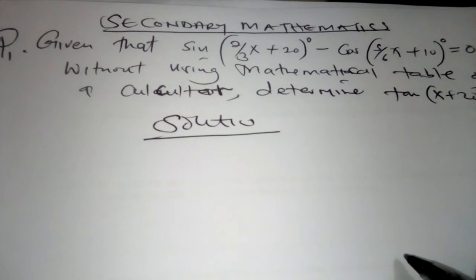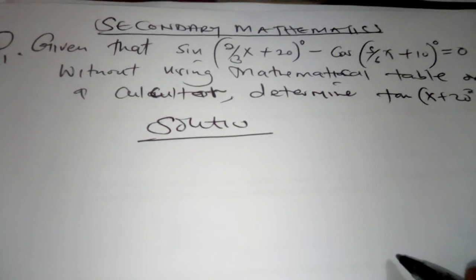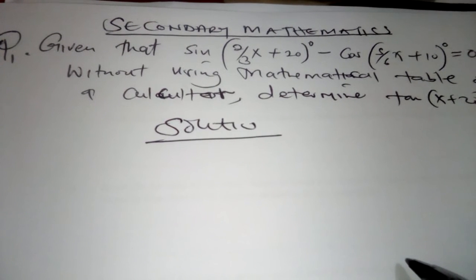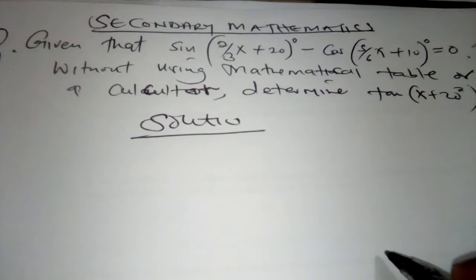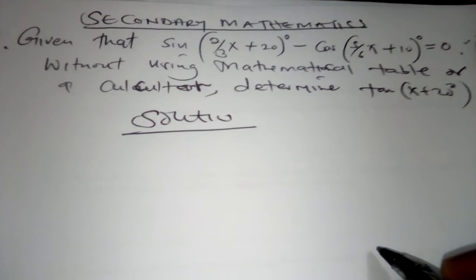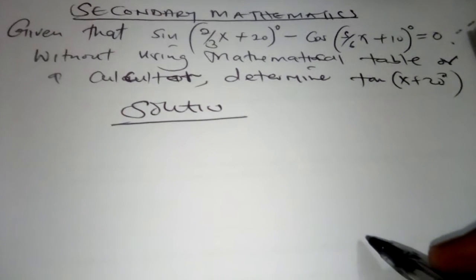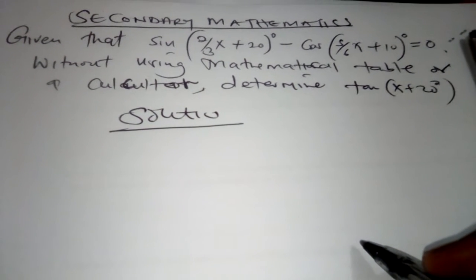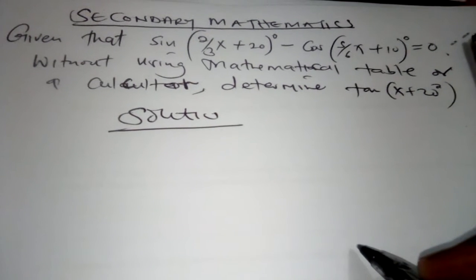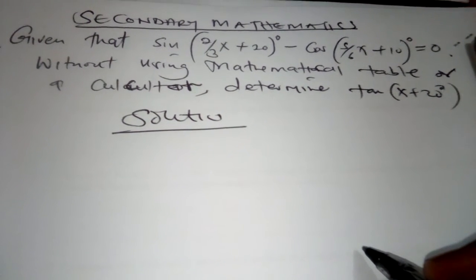I have a question from Trigonometry 1. The question reads: given that sine of (2/3 x + 20 degrees) minus cosine of (5/6 x + 10 degrees) is equal to 0, without using mathematical tables or a calculator, determine tan (x + 20 degrees).